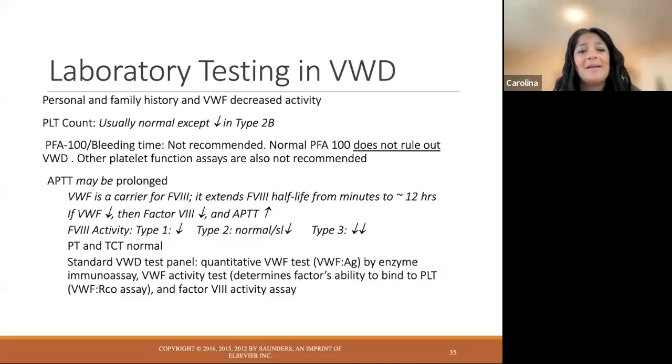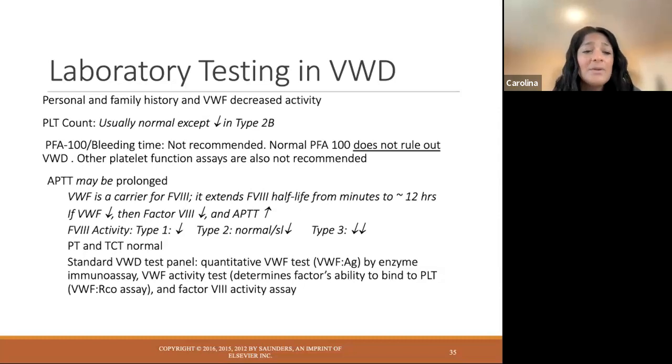And okay, so the APTT, well, in von Willebrand's disease, remember, it's a carrier of factor VIII. So when it's bound and it is good, it will extend the half-life of factor VIII. But if von Willebrand's factor is decreased, then factor VIII will be decreased, and that's going to increase the APTT. Okay, so we want to assess the activity of factor VIII as well, because that can give us some indication of von Willebrand factor activity. So in type 1, factor VIII activity will be decreased, type 2, normal or slightly decreased, but in type 3, it is absolutely decreased. The PT and the thrombin clotting time can be normal, okay?